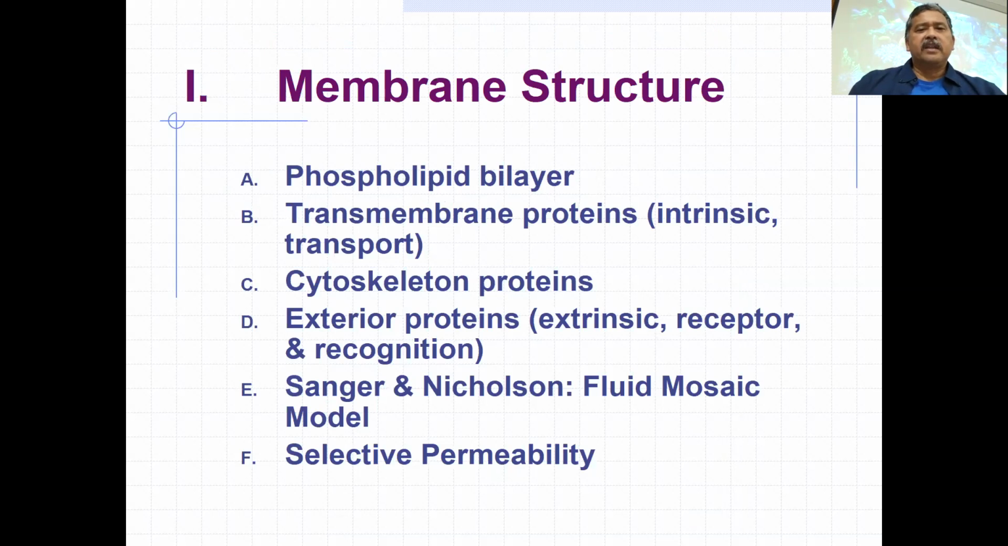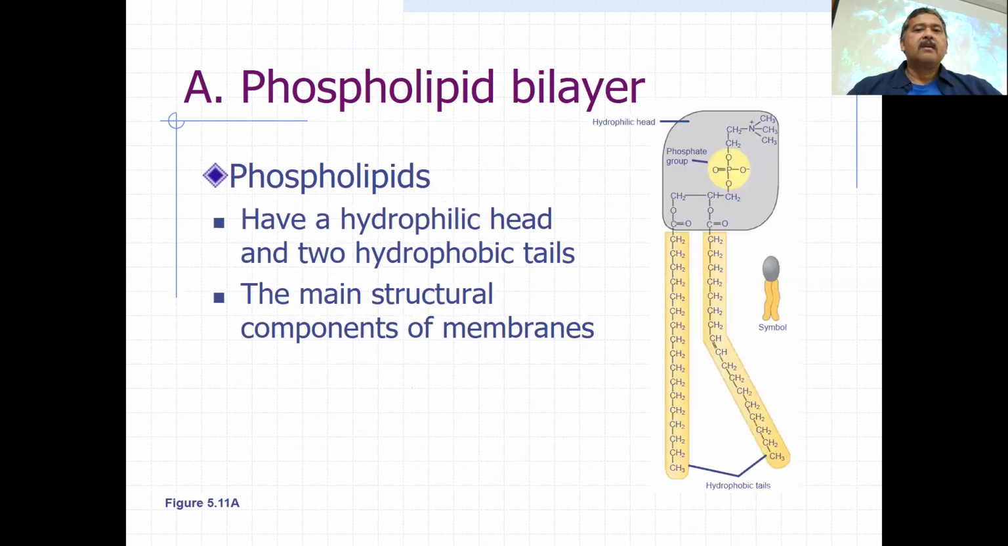I'm going to take a look at the structure and show you the phospholipid bilayer. We'll also see that within that bilayer are scattered proteins that have different jobs. And when we put that all together, we get what's called the fluid mosaic model. Before we leave part one, we'll take a look at how some things get into the cell through the cell membrane.